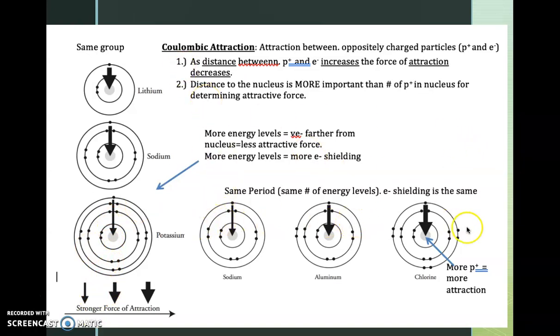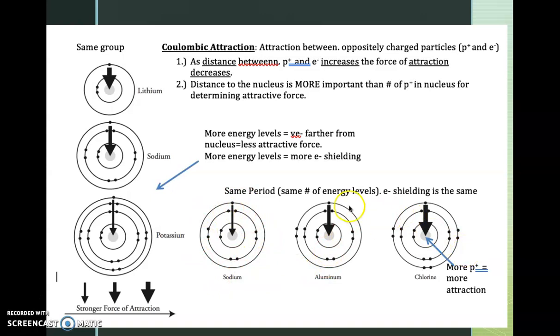As we move across the periodic table, then, the distance stays the same, right? Those outer electrons are in the same energy level. But what we're doing is adding more electrons to that energy level and more protons in the middle. Essentially, we're making that magnet stronger. So when we go from left to right across the periodic table, we are increasing the strength of the magnet, which makes the Coulombic attraction increase.